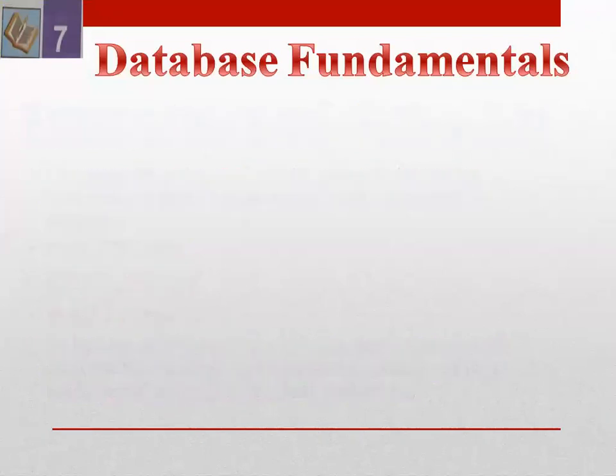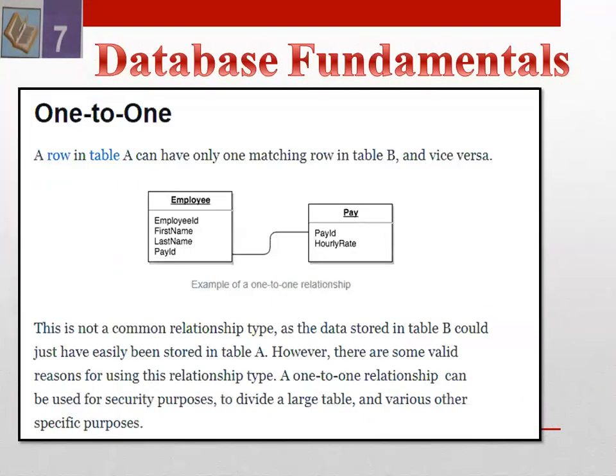The first type is one to one. A row in table A can have only one matching row in table B, and vice versa. Here you can check employee first name, last name, pay ID. The pay is another entity, so here we have pay ID and hourly rate.